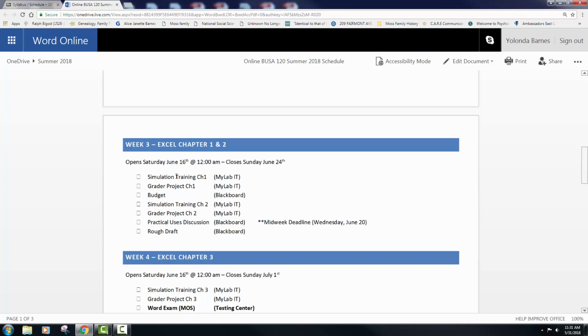So also in week 3, we're starting Excel, and then you're going to work on a budget. That's some of your homework in regards, and also a greater project. Then you're going to start chapter 2. Then we have another practical uses, or blog, another blog, if you will, discussion board, which is due mid-week. So be mindful of that. This practical uses is in regards to Excel.